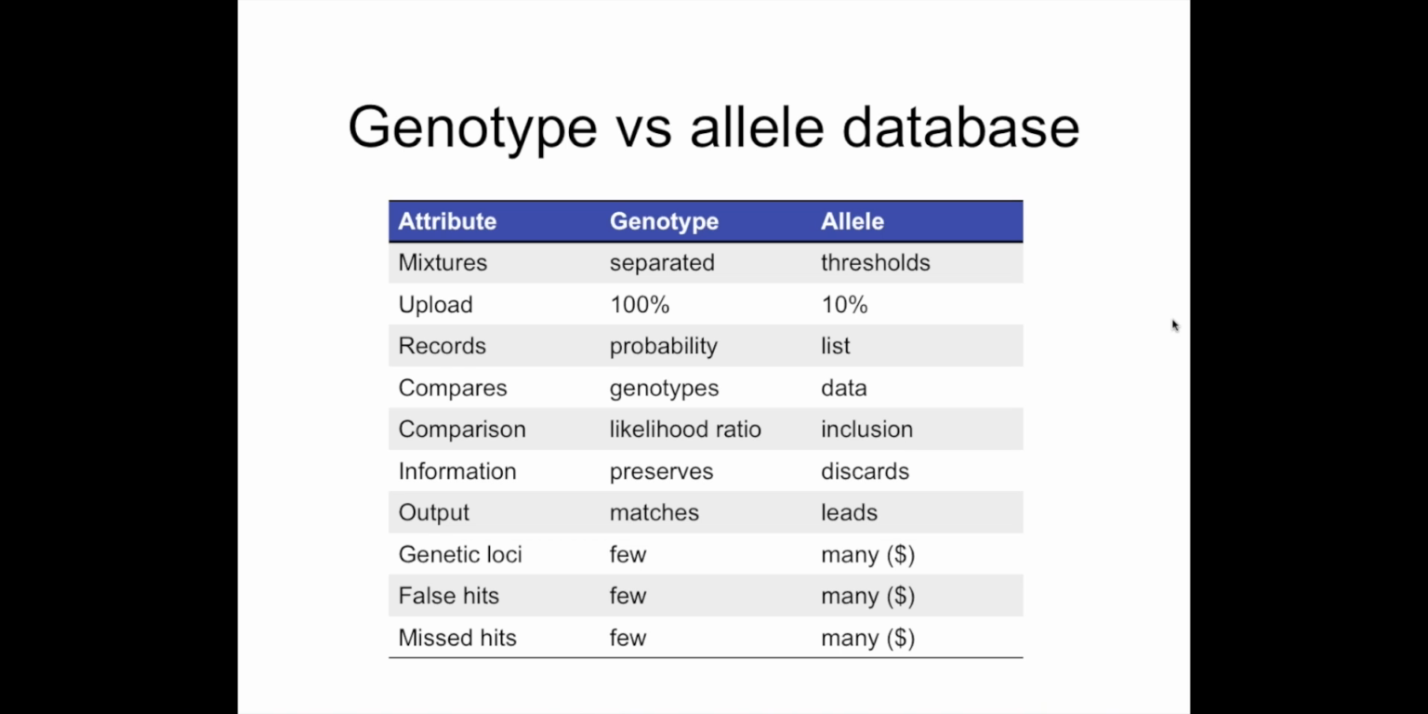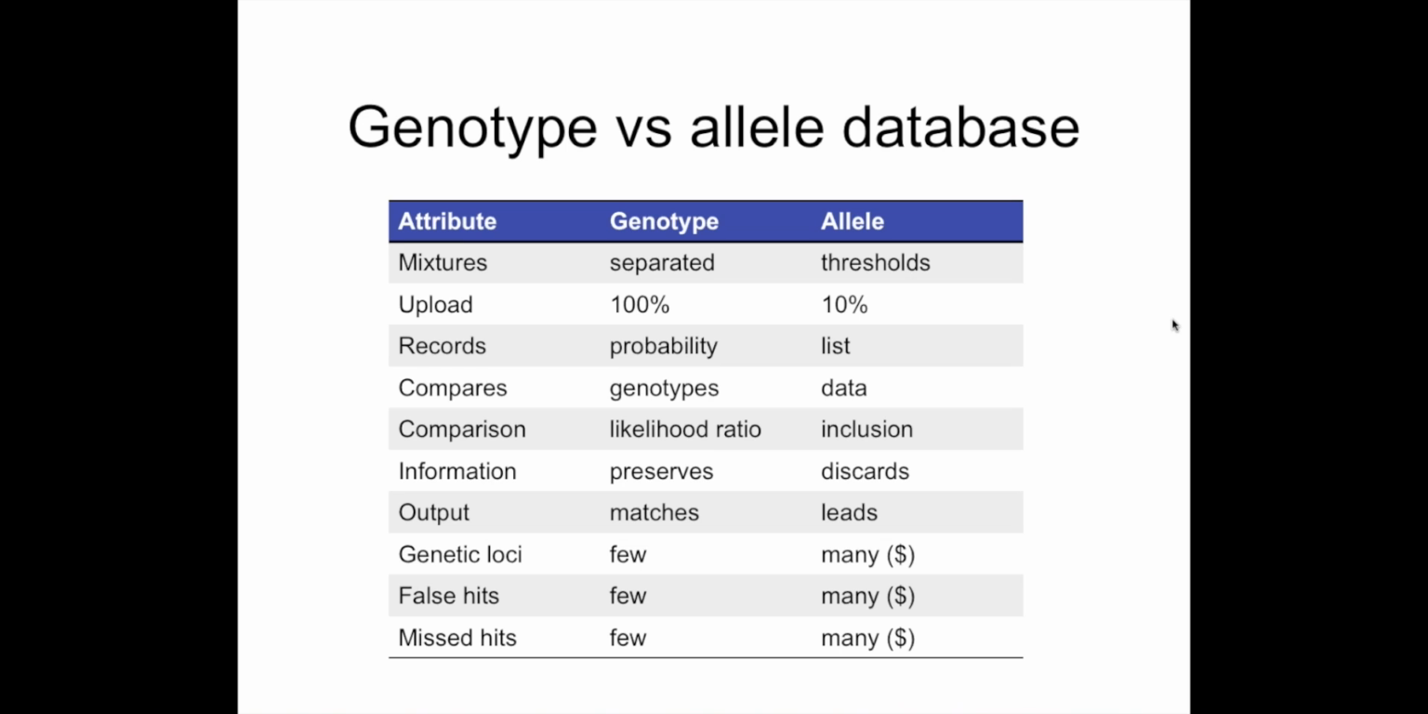How much can be uploaded? With a sensitive and specific genotype database, 100%. All the mixtures can be uploaded, whereas in current practice with allele databases, maybe 10% of the mixtures can be uploaded. What kind of records are kept on the database? Well, genotypes are recorded as probability, whereas alleles are recorded in lists.